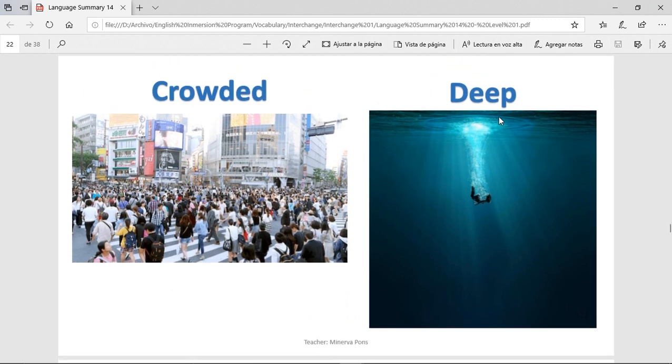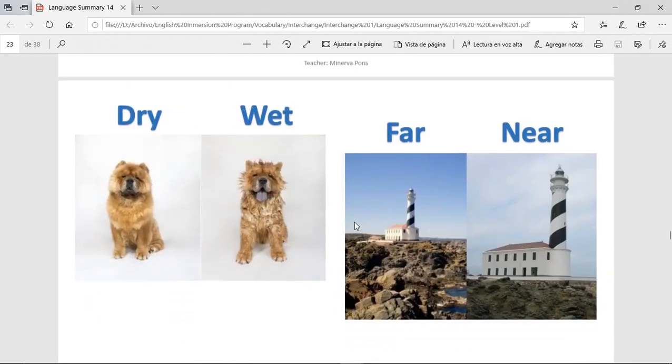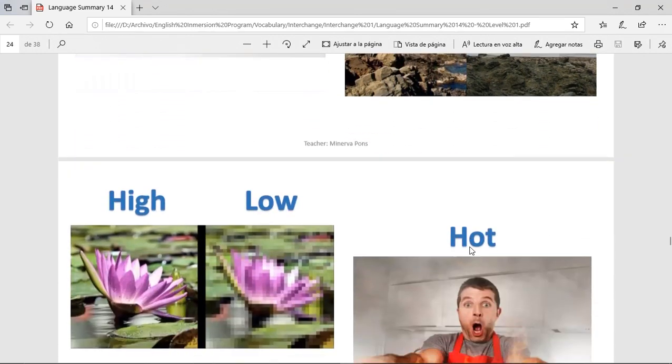Okay, deep is like going down, down, down on the earth or on the sea. Dry, it's when there is no water, and wet is when there is water over something. We have far. You can look at it from far away. It's like if you want to go there, you need to walk a lot. And near is close, you don't need to walk a lot to get there.